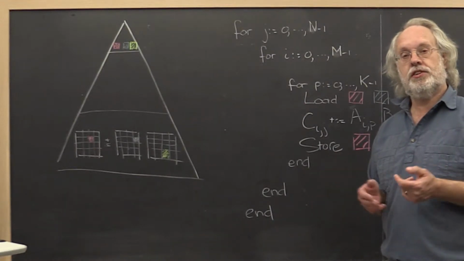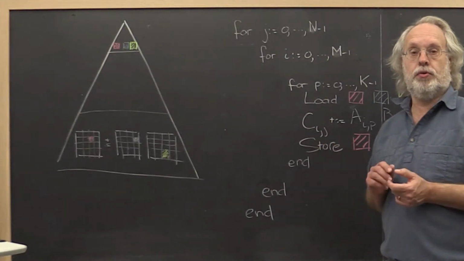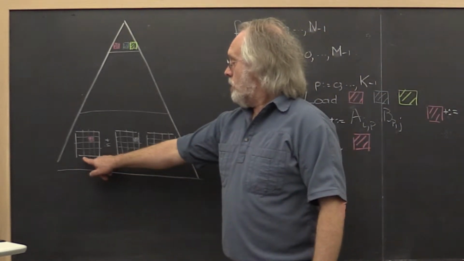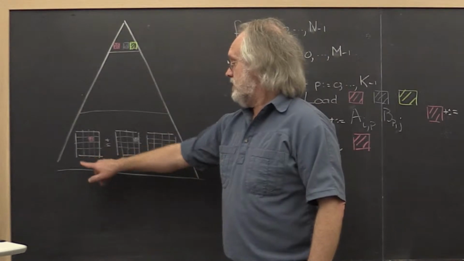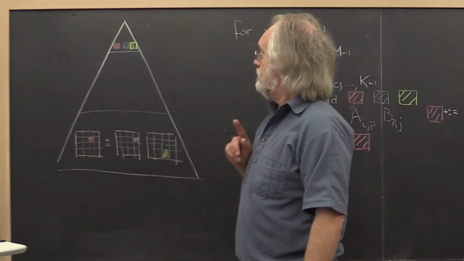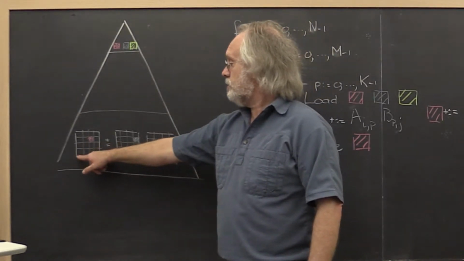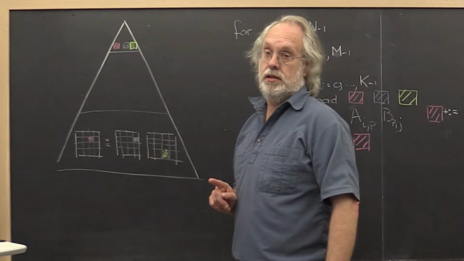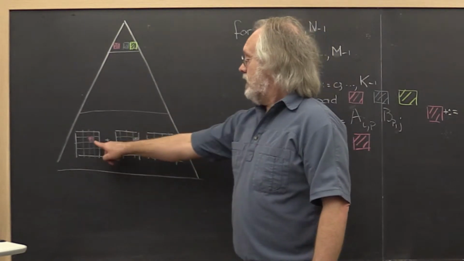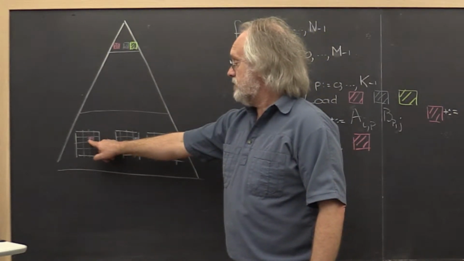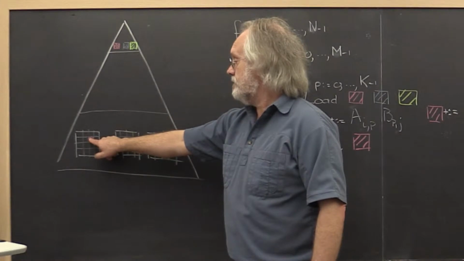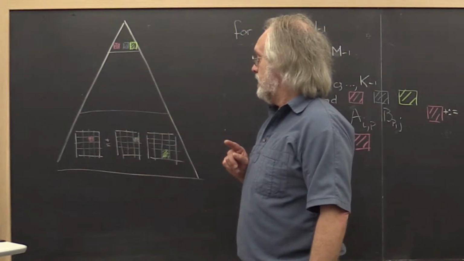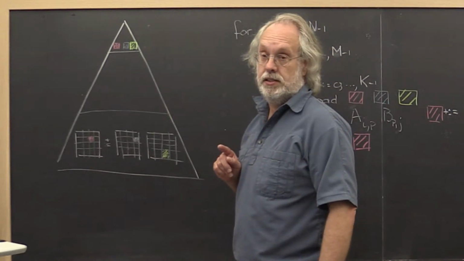So now we're ready to start talking about a naive approach to blocking for registers. What do we have here? We're performing a matrix-matrix multiply, C updated with A times B. We have partitioned matrices C, A, and B into small submatrices. And we are highlighting here a typical step where a small submatrix of C is being updated by multiplying the appropriate submatrices of A and B together.